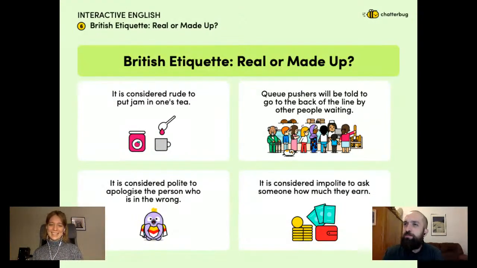Okay, last one. It is considered impolite to ask someone how much money they earn. I feel like that's real. It is, yeah. In general, bragging and talking about money is considered to be a little bit rude.